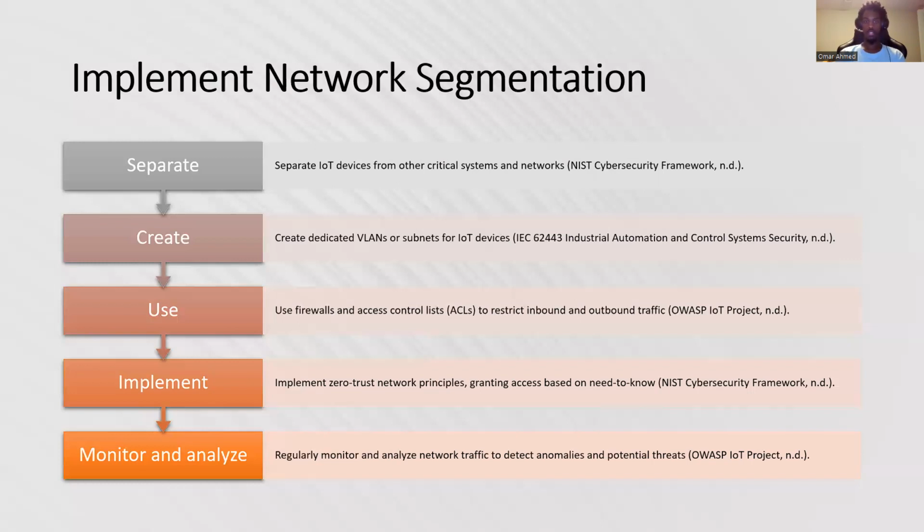Use firewall access control lists to restrict inbound and outbound traffic between Internet of Things devices and other systems, minimizing unnecessary connections and potential attack vectors. Implement zero trust network principles, granting access to Internet of Things devices and their data on a need-to-know basis and continuously verifying user and device identities. From this, you would want to regularly monitor and analyze network traffic to detect anomalies and potential threats.